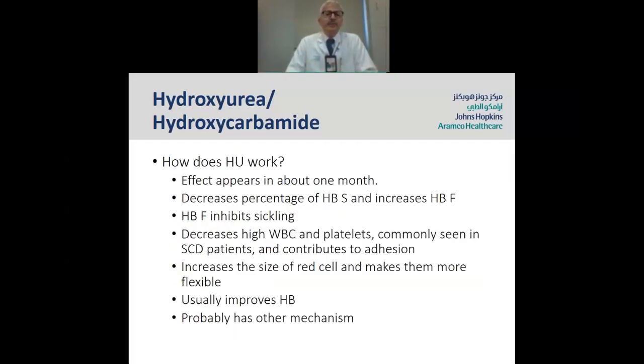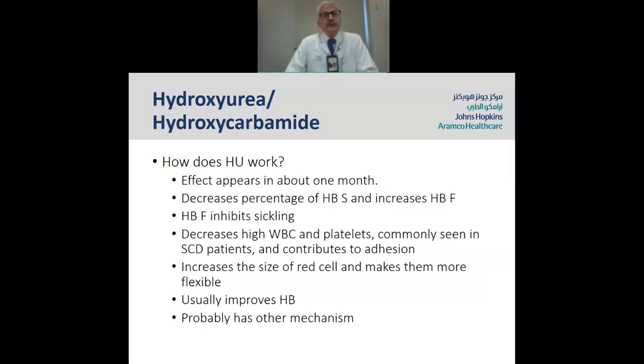How does hydroxyurea or hydroxycarbamide work? The patient feels the improvement in about 1 month, but the peak effect takes more than that, 3 months, maybe even longer in some patients. It works in many ways, by changing the composition of the blood, that in the end result in a decrease in the manifestations of sickle cell disease. For example, it decreases the percentage of hemoglobin S, which is the sickle hemoglobin, and increases the production of fetal hemoglobin, or hemoglobin F. This not only decreases the proportion of S, but hemoglobin F also inhibits the sickling process in its own right. So it has two positive effects: decreasing the percentage of hemoglobin S and inhibiting sickling.